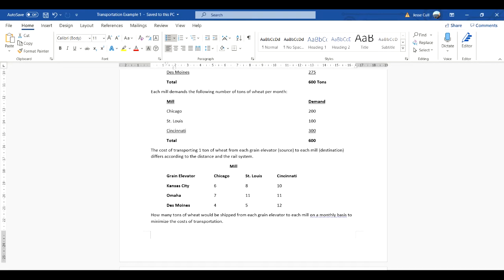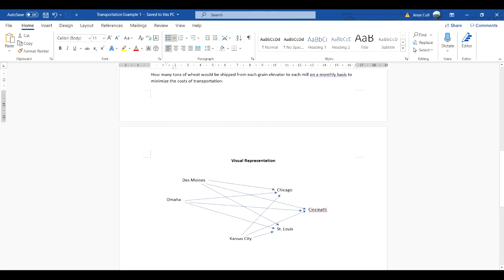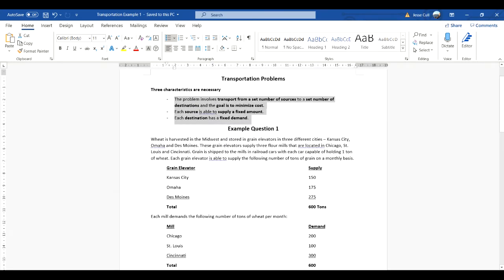Now, what we have to do is first visualize the problem. So let's go down, and we see here we're shipping from Des Moines to these three locations, from Omaha to these three locations, from Kansas City to these three locations. That's what we're doing right now. Now the question is, in this situation, how many do we ship from Des Moines to Chicago, Des Moines to Cincy, Des Moines to St. Louis, etc. That's how we're going to formulate our linear programming problem.